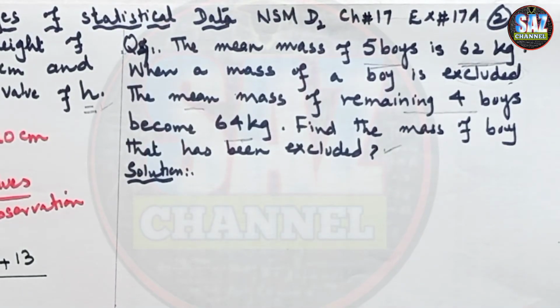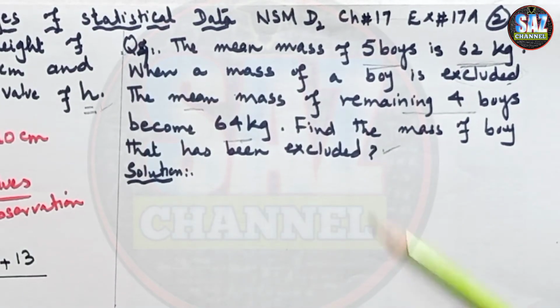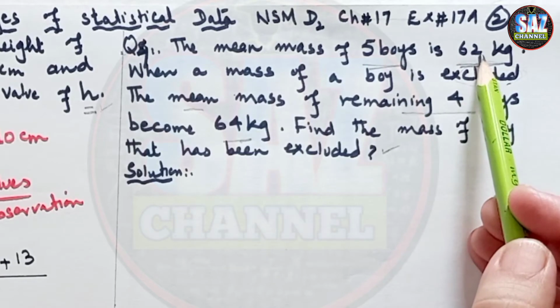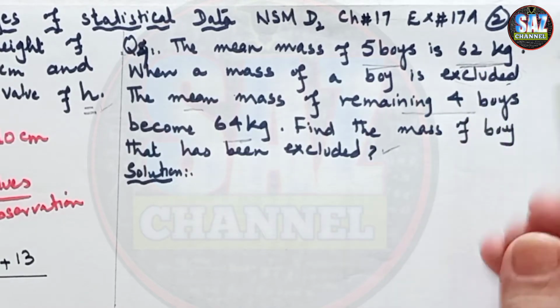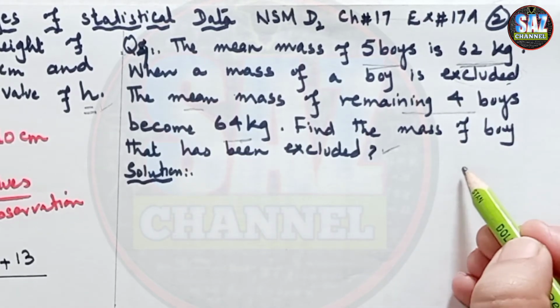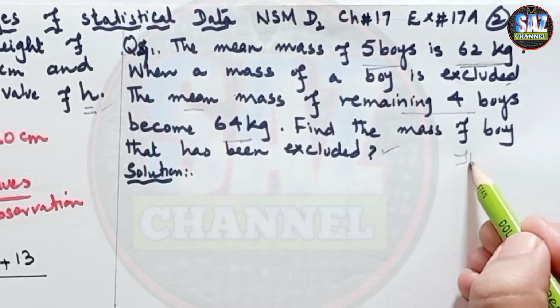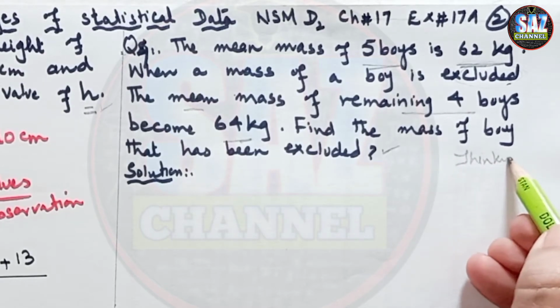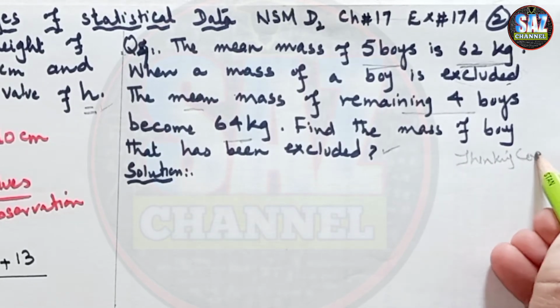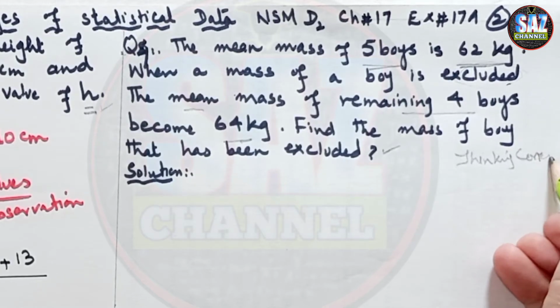Okay, let's try to understand that the mean mass of 5 boys is 62 kg. We know that this is the thinking corner. Here what we can do is we can make up our mind.